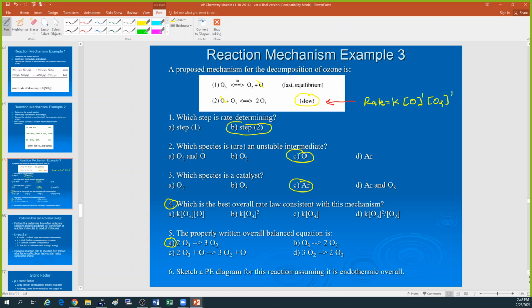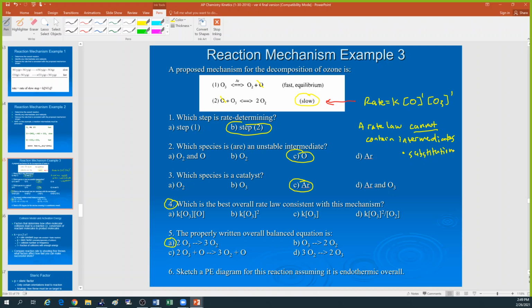This is wrong. And here's why. This is an important note. A rate law cannot contain intermediates because they're kind of not really there. They come and go. So you can't really have it in the rate law itself. And that means there has to be some way we can substitute it out. So we're going to have to use some kind of mathematical substitution.